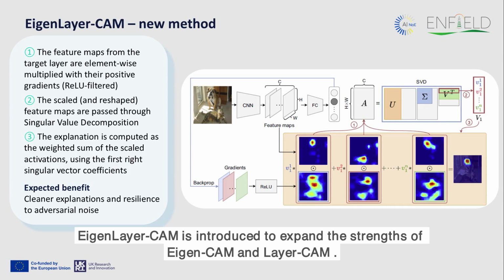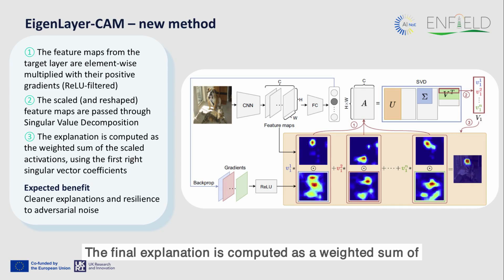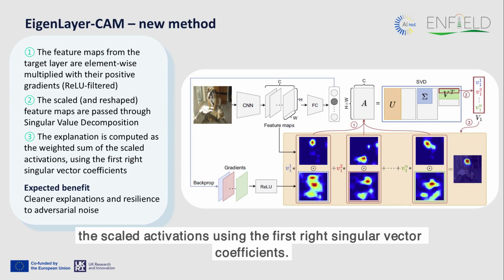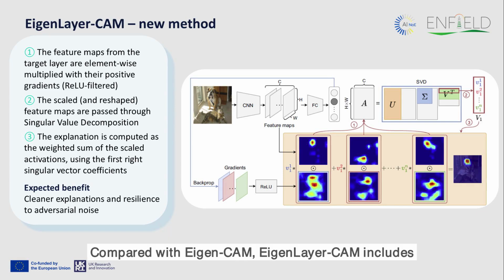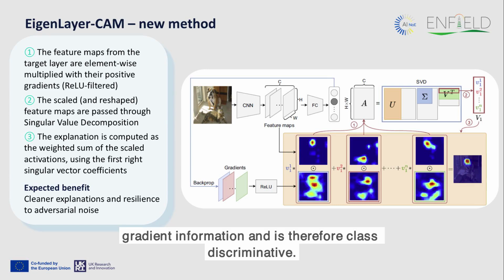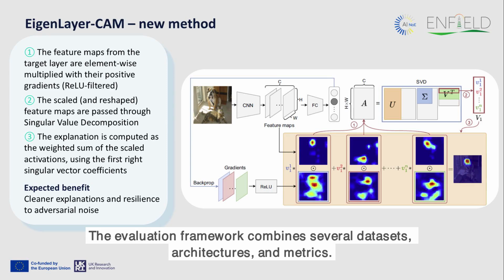EIGENLAYER-CAM is introduced to expand the strengths of EIGEN-CAM and layer-CAM. The final explanation is computed as a weighted sum of the scaled activations, using the first right singular vector coefficients. Compared with EIGEN-CAM, EIGENLAYER-CAM includes gradient information and is therefore class discriminative.